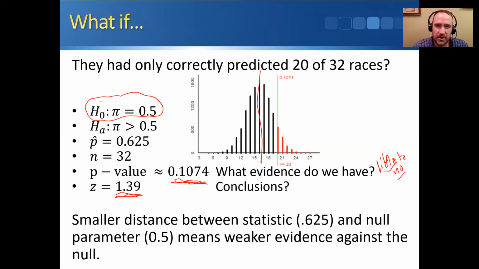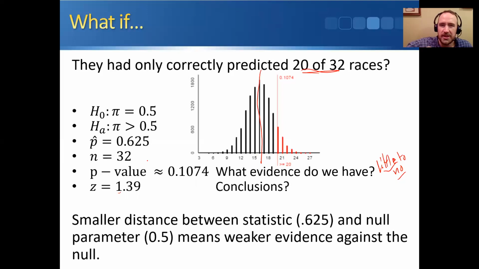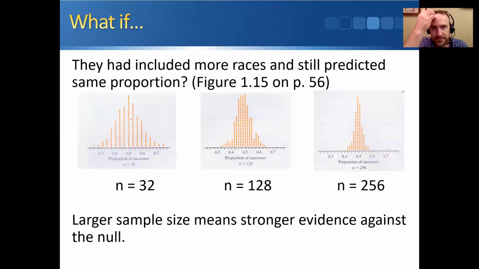So we can see that one of the things that has a big impact on strength of evidence is what your actual statistic turned out to be. If your statistic is closer to what the null hypothesis claims, 62% is closer to 50% than 71%, that means we've got weaker evidence against the null hypothesis. So that's one big thing to take note of. When we have a statistic closer to the null hypothesis claim, we tend to have weaker evidence.